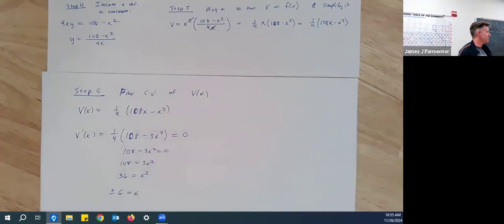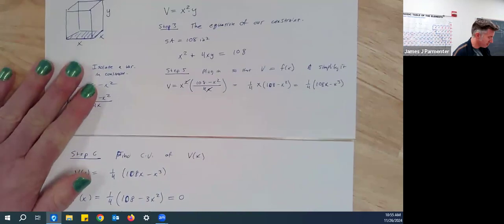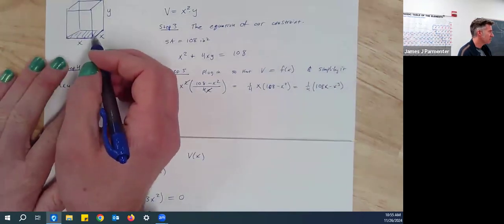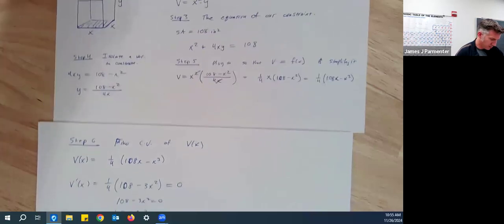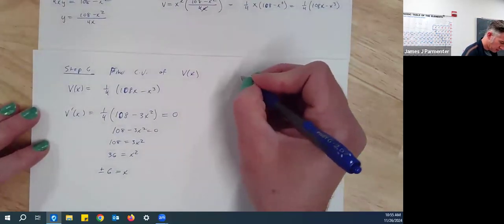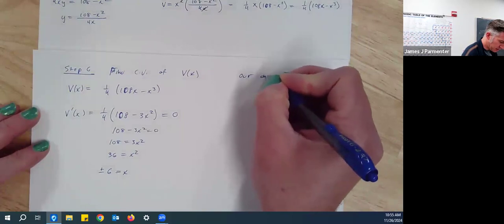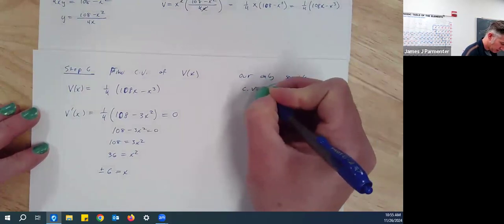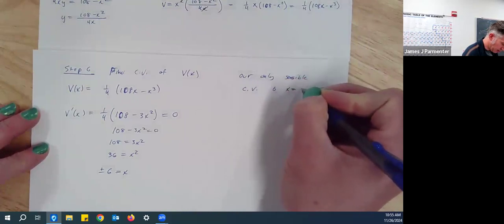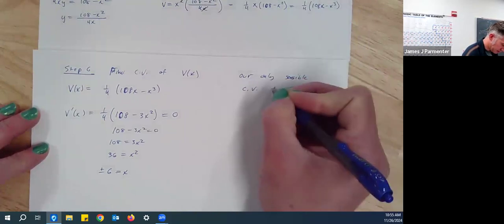Now, at this point, we should think about what actually makes sense. Right? We're talking about the length of the bottom of this box. X shouldn't be negative here. So our only sensible critical value is x equal to positive 6 inches.